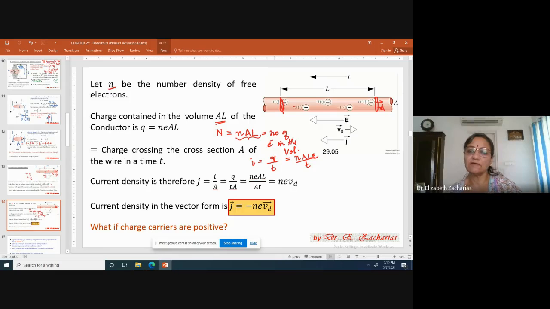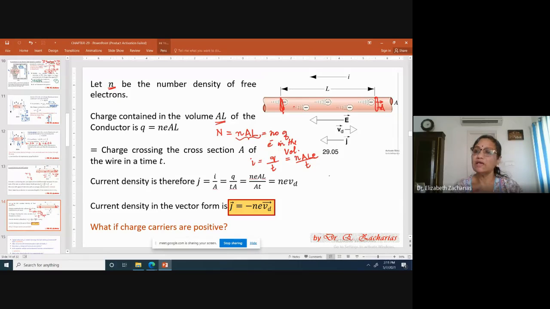Did you follow this? How many electrons will cross? The number of electrons that will cross is small n into A into L, that you all agreed. How much charge will each carry? Each will carry a charge E equal to 1.6 into 10 to the power of minus 19 coulomb, with a minus sign. So nAL will carry nAL into the charge of one electron. That will be the total charge that will cross in a time t. Therefore, by the definition of current, current will be nALE by t.